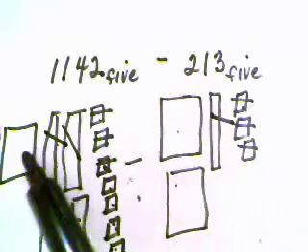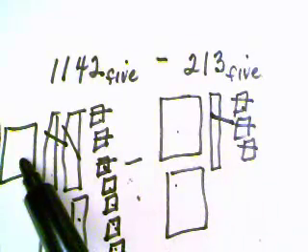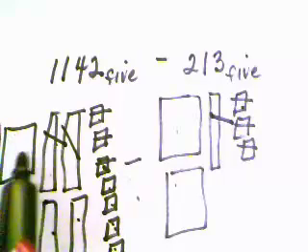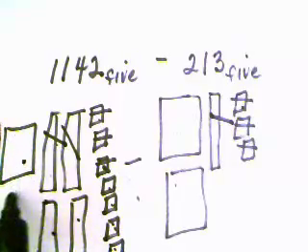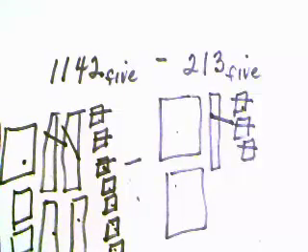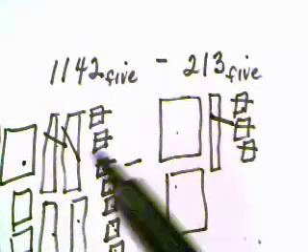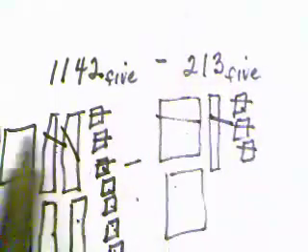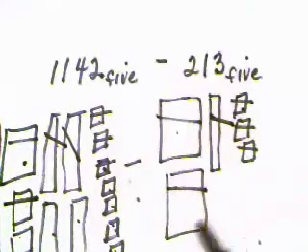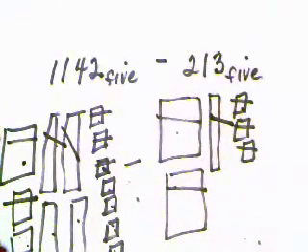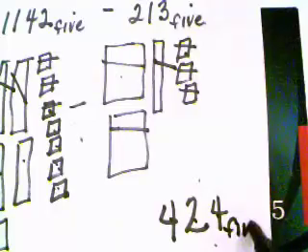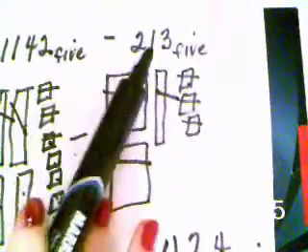But I can't take 2 flats away from 1 flat. So I rename the long flat to be 5 flats. So this is separated into 5 flats. And now I can take 2 flats away. And I'm left with 4 flats. So the number 424 base 5 represents the answer to this subtraction problem.